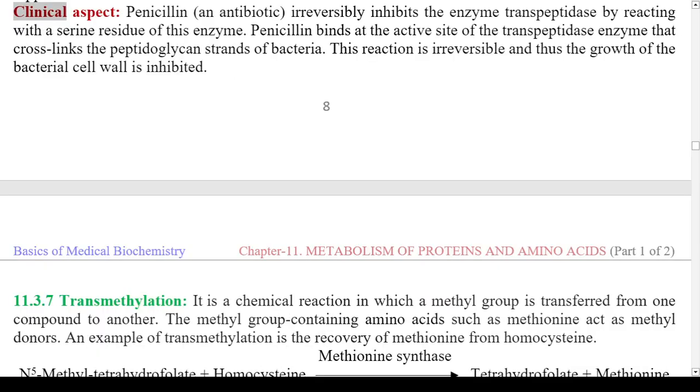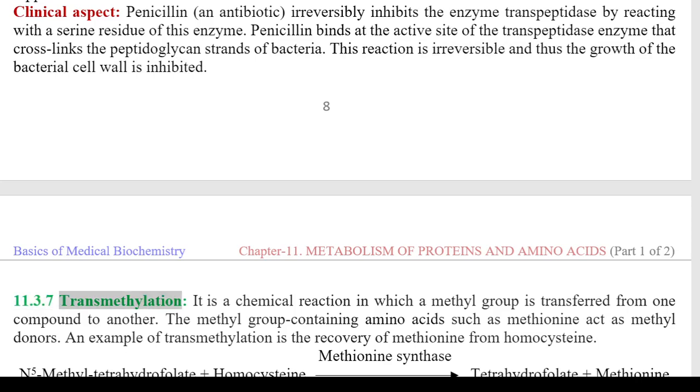Clinical aspect. Penicillin, an antibiotic, irreversibly inhibits the enzyme transpeptidase by reacting with a serine residue of this enzyme. Penicillin binds at the active site of the transpeptidase enzyme that cross-links the peptidoglycan strands of bacteria. This reaction is irreversible and thus the growth of the bacterial cell wall is inhibited.